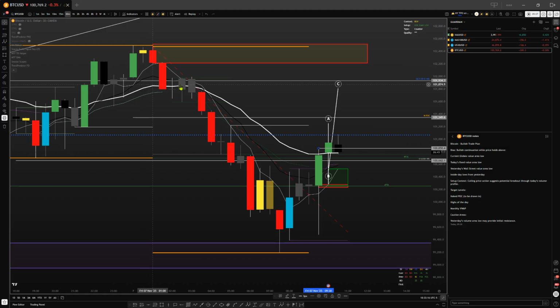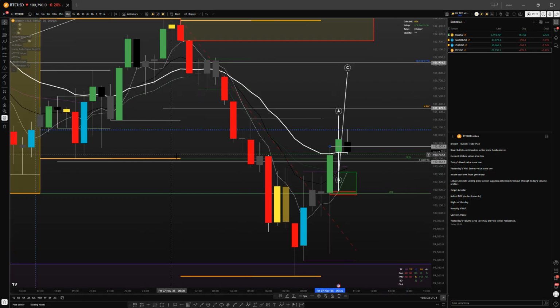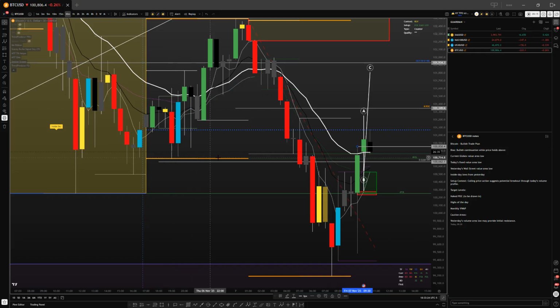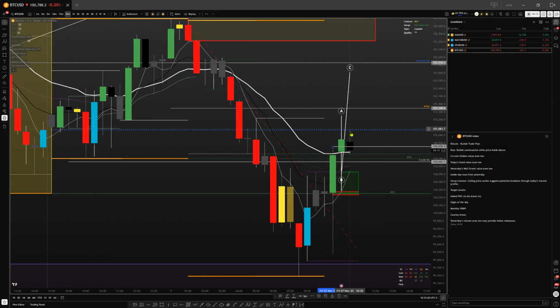So let's see, we've got this 20 EMA as a potential support. We've also got the lows from Asia as a potential support. But again, this closing price is menacing. We're not able to get through this closing price convincingly at the moment, which is concerning.